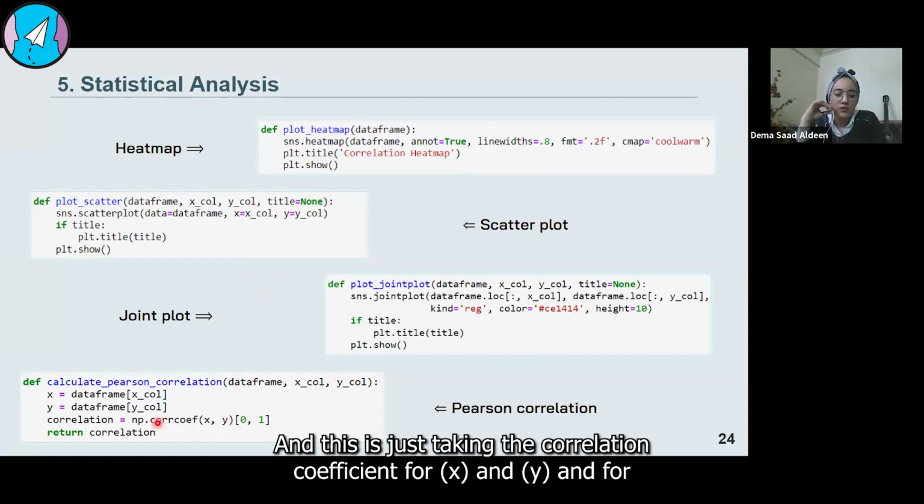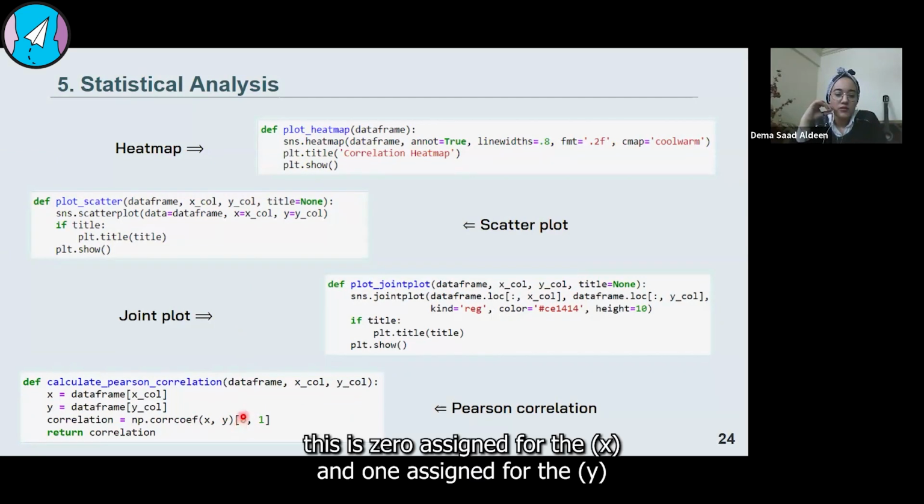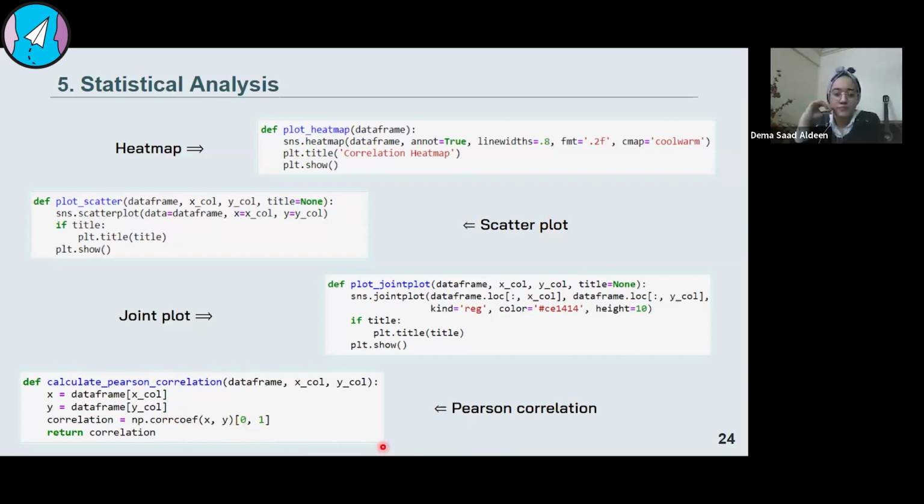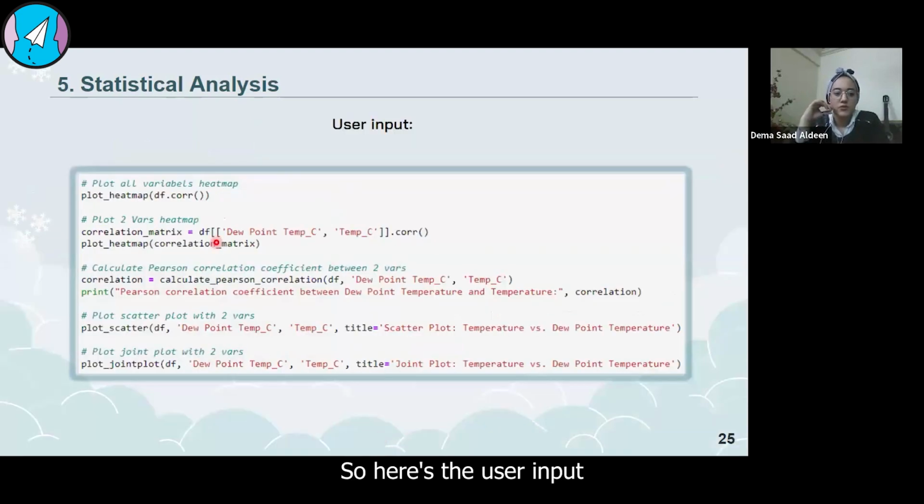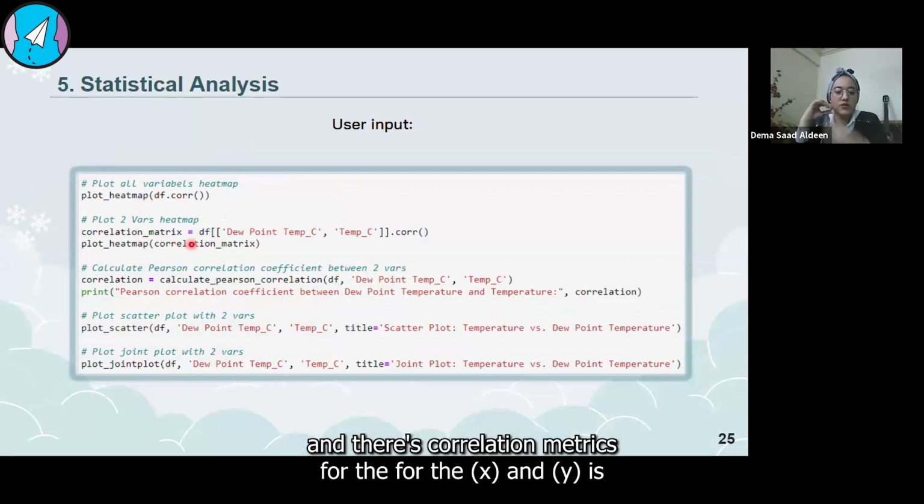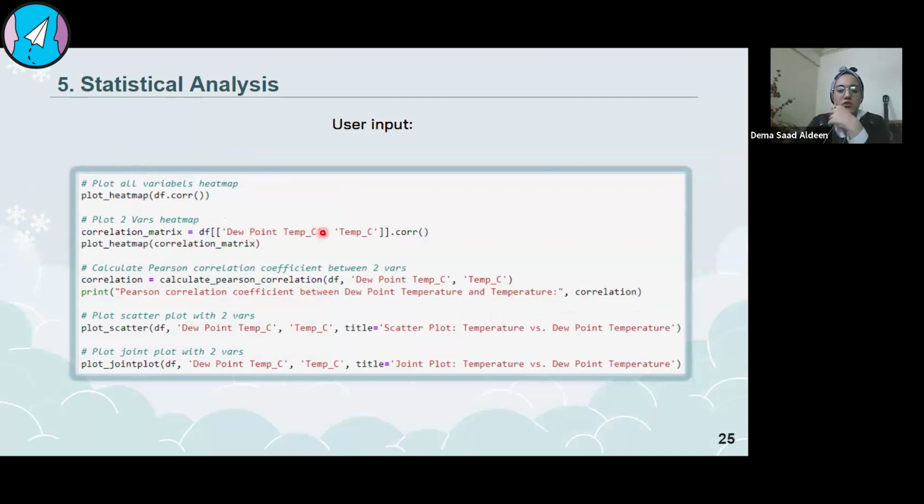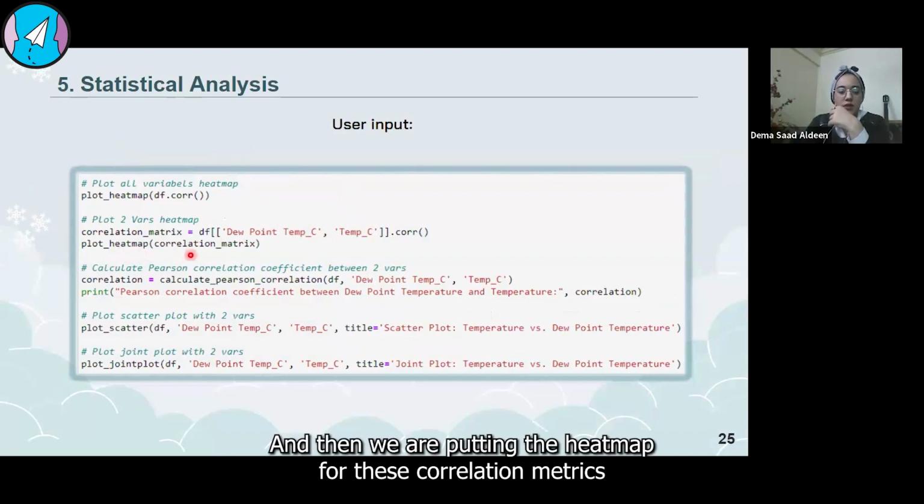And this is just taking the correlation coefficient for x and y, where 0 is assigned for the x and 1 assigned for the y. Okay, so here's the user input. They've chosen the correlation for the heat map, and there's a correlation matrix for the x and y, just taking the correlation between these two variables, and then we are plotting the heat map for this correlation matrix.